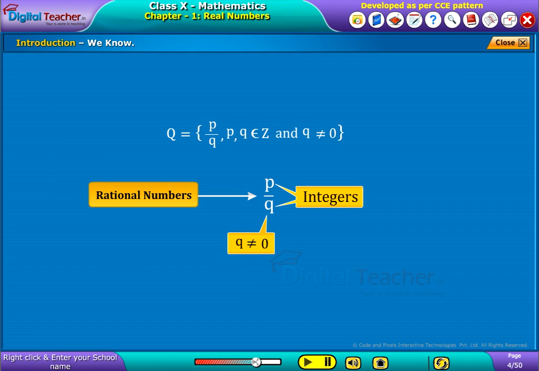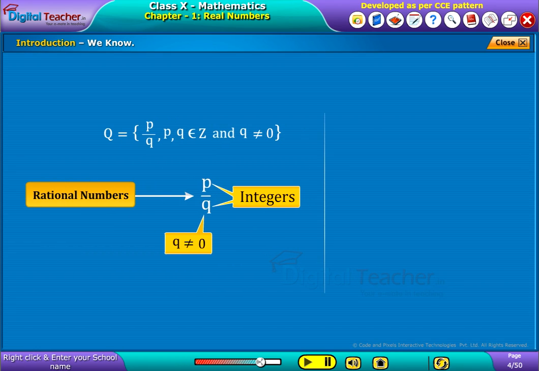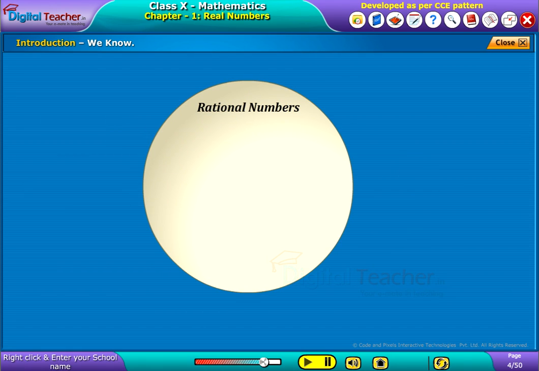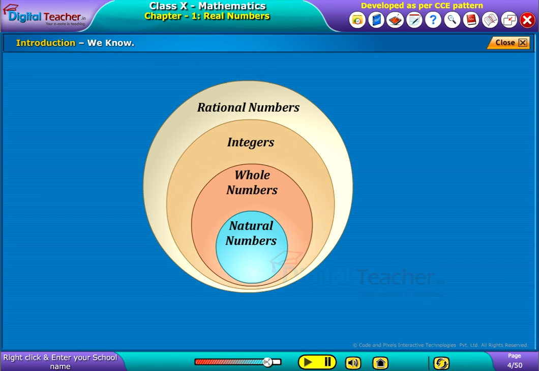Rational numbers are always expressed using terminating decimals or non-terminating repeating decimals. Examples of rational numbers are as shown on the screen. Finally, we conclude that rational numbers contain the set of natural numbers, whole numbers, and integers.